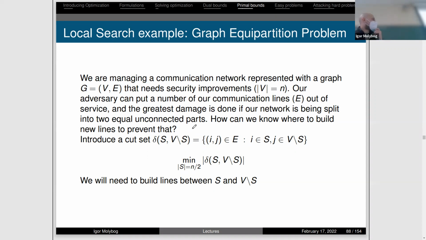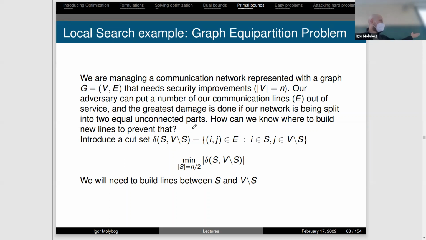Okay. So this is what a cut set is, and what we are really asking is: what is the minimal size of a cut set such that the size of the set of vertices S is exactly n over 2? So if we are talking about 6 cities, then it's exactly 3. We would like to know what is the way to split this into 2 so that as few landlines as possible are being damaged.